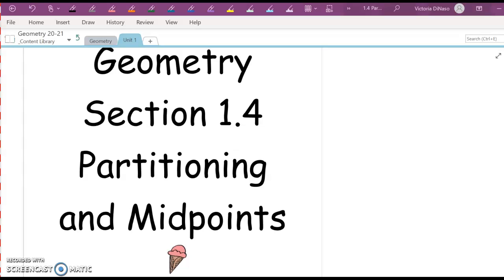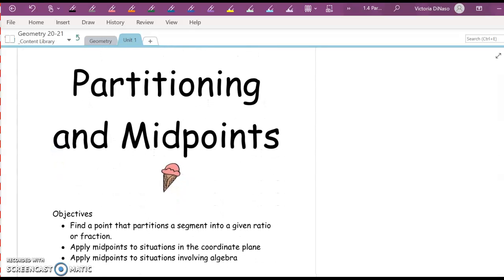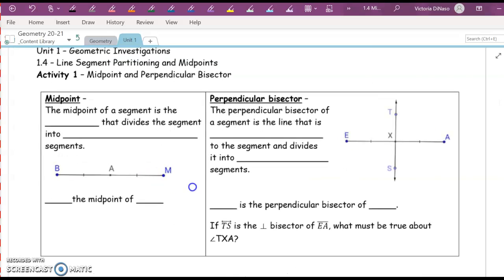For today's geometry lesson, we're in section 1.4, learning about midpoints. We're going to apply midpoints to situations in the coordinate plane and also apply midpoints to situations involving algebra. So what is a midpoint?